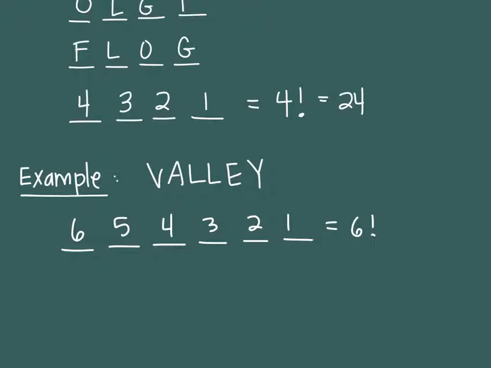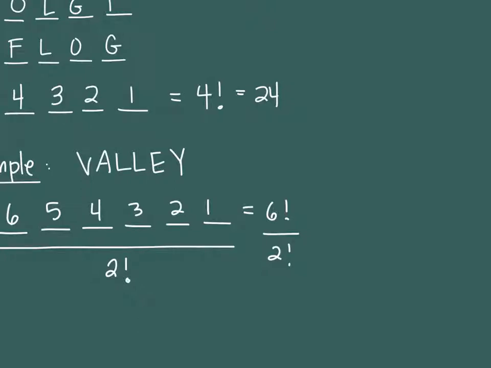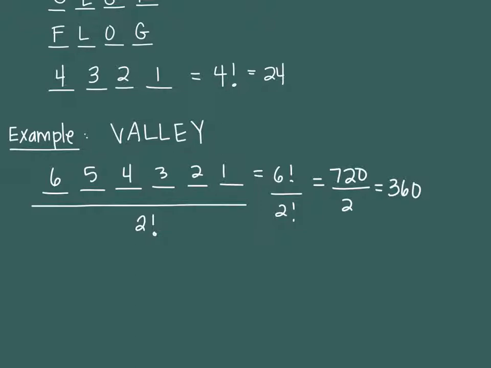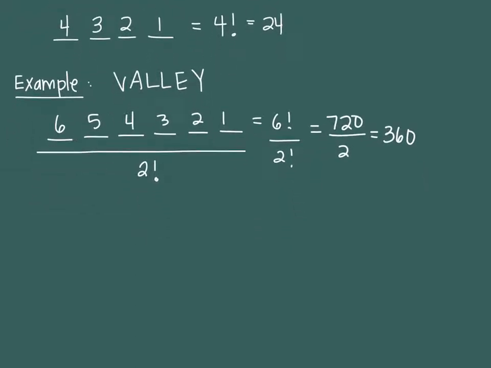And so yes, you do 6, 5, 4, 3, 2, 1 to represent the 6 different letters, but you have to also divide that whole problem by 2 factorial because there was a duplicate letter. And so it would be 6 factorial divided by 2 factorial. If we work out 6 factorial on our calculators, or by hand, 6, 5, 4, 3, 2, 1, 6 factorial is 720. 2 factorial is 2, and so the answer is 360. So there are 360 different scramble combinations on the word valley.